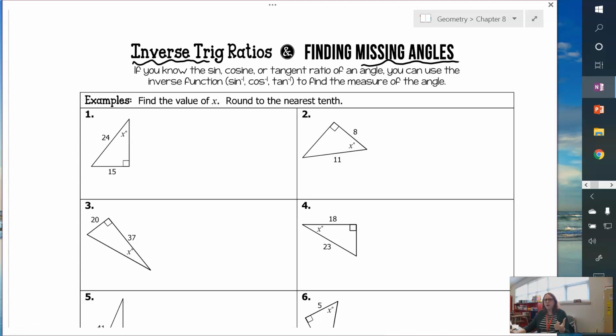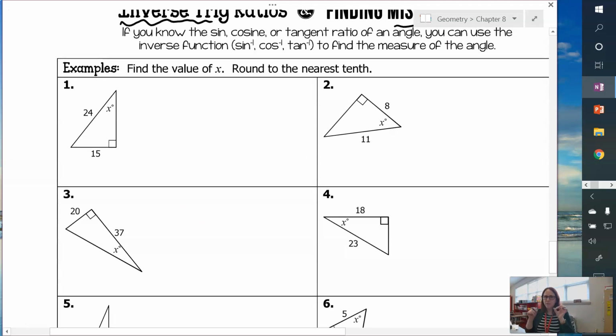So up until now, we would put in an angle and then be able to calculate side lengths. Now we're going to go the other way. We're putting in side lengths, and we're going to calculate an angle. And I'm going to show you how we do this. Follow the same steps right until the very end. So the first thing I'm going to do is label my triangle. I'm going to do number 1.